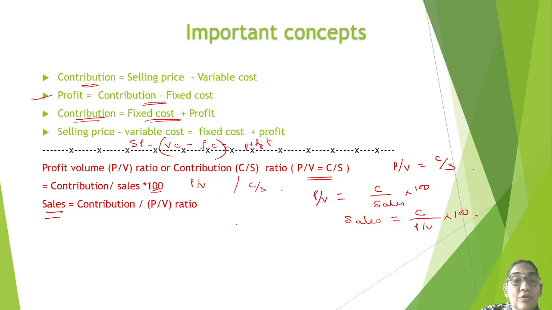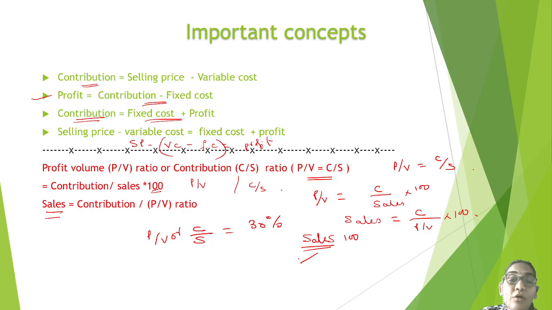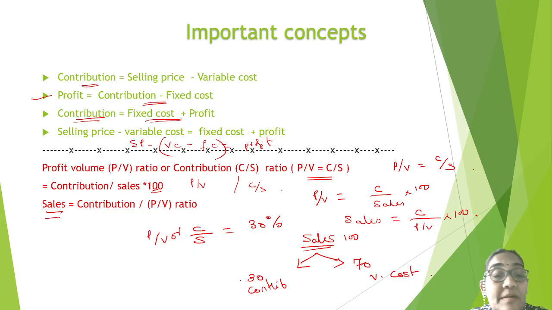Basically, what this tells you, let's say for example, your CS ratio, or PV ratio as you call it, is 30%. What it means is that if you have total sales of 100, out of that 30 is going to be contribution and 70 is going to be your variable cost. This is how you can also interpret it.